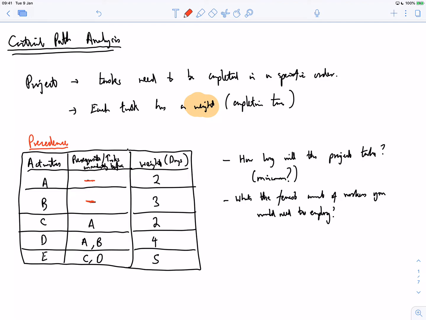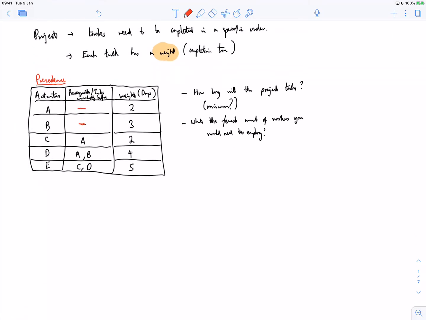And then they have weights, which is like completion times or the amount of man hours needed, or man days, or woman, whatever. The amount of time to complete that task, person hours, person days. I'm not trying to push any kind of gender agenda. So, one way of writing this out is with a precedence table.